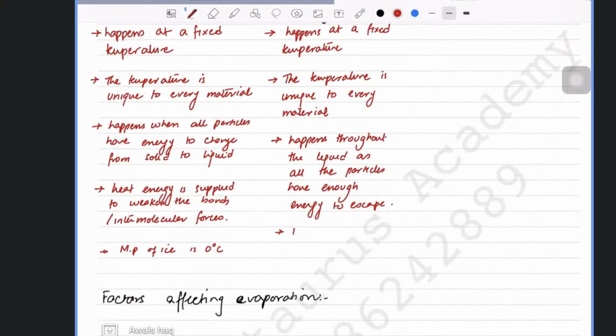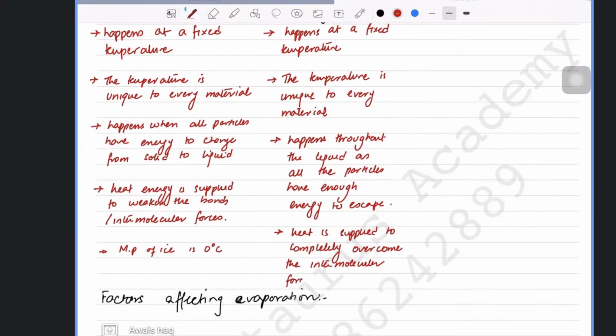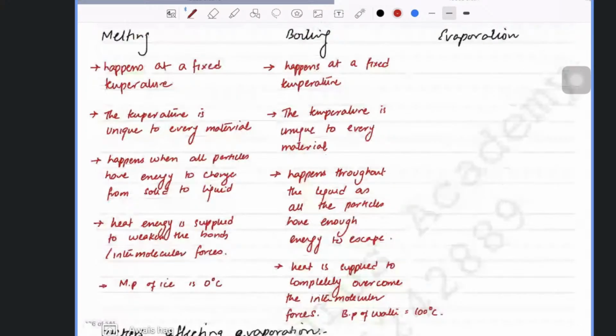Then heat is supplied to completely overcome the intermolecular forces. The boiling point of water is 100 degrees Celsius. You should know that. Okay.